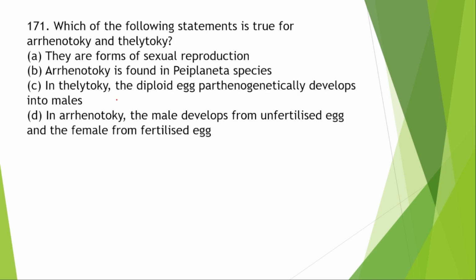171. Which of the following statements is true for arrhenotoky and thelytoky? They are forms of sexual reproduction. Arrhenotoky is found in Apis mellifera species, and in thelytoky the diploid egg parthenogenetically develops into females, and in arrhenotoky the male develops from the unfertilized egg and the female from the fertilized egg. So here the right option is option D.